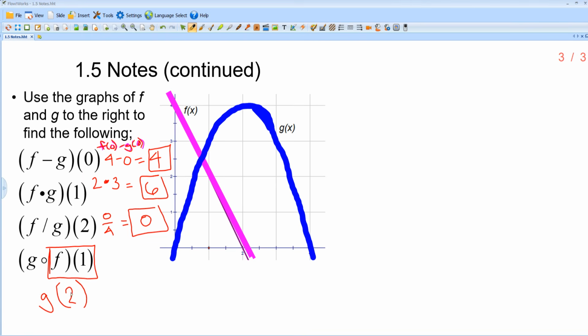There's no operation now in between these. I'm not going to take f of 1's value and multiply or add it to whatever I get with g. I'm just getting f of 1 and using that as my x. So now g of 2, I start at 2 and I go up to that blue function, that is 4. So your answer here is just 4.